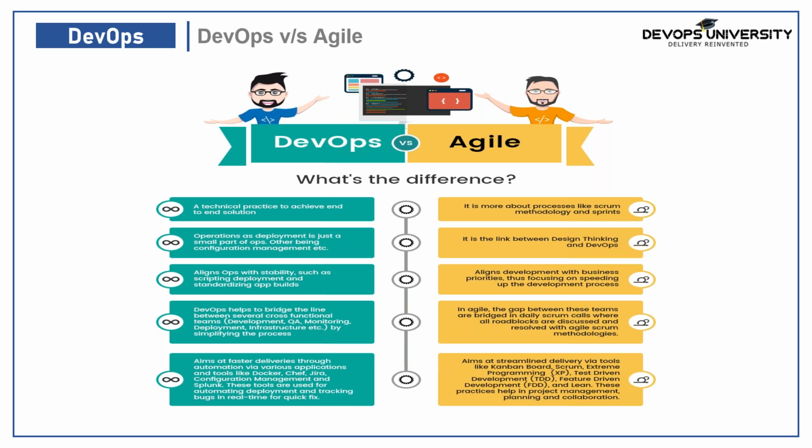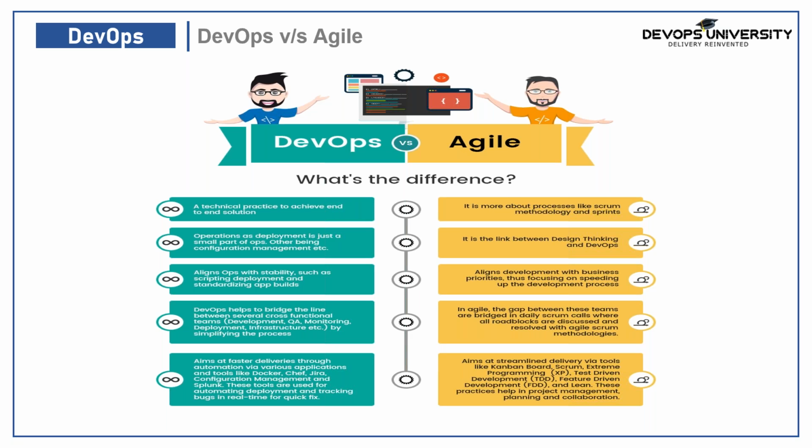And DevOps helps to bridge the line between several cross-functional teams. The development team has its own responsibility, QA has its own, and so do monitoring, deployment, and infrastructure. Each team and each person has different responsibilities, so it brings everyone together on a single platform and simplifies the entire process. Agile, meanwhile, talks only about the development area, where it bridges the gap between the business people, the developers, and the testers.